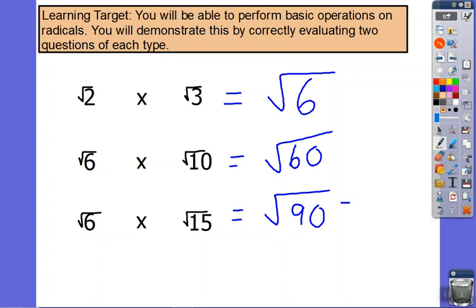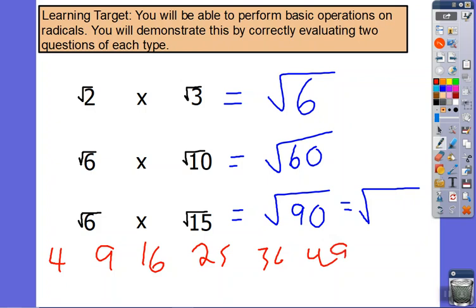So 90 down here, what perfect square goes into 90? And your choices are 4, 9, 16, 25, 36, 49, 64, 81. So that would be 9 times 10. The 9 is going to come out as a whole number. So what makes 9 is 3, a big 3. And then the 10 is going to stay forever alone inside the square root. So our answer can be simplified to 3 square root of 10.